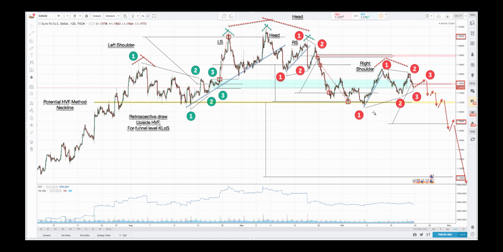That would be a bit of weakening in the Euro. Could be strength in the dollar. We will see. Because there's something to bear in mind there. If it's strength in the dollar, how will it affect our Bitcoin trade, etc., etc. So we'll be watching this and the manner in which it progresses. So your EUR/USD, a full analysis, HVF method style.